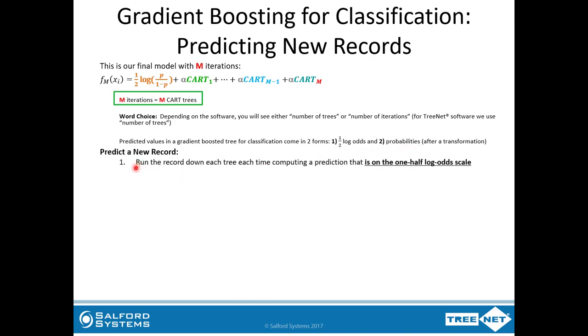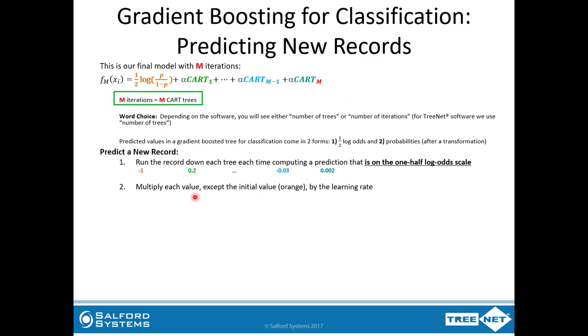Now to predict a new record, what you do is you run the record down each tree here, and each time compute a prediction that's on the 1/2 log odds scale. So really keep this in mind. The reason it's on the 1/2 log odds scale is because our starting value is the 1/2 log odds, and the rest of the trees are just adjustments to this value. So that's why it's on the 1/2 log odds scale. And so you're going to run the record down each tree: run down CART 1, you get a prediction, CART 2, and CART m-1, and CART m, and so on.